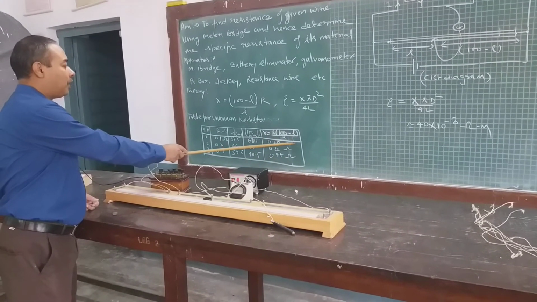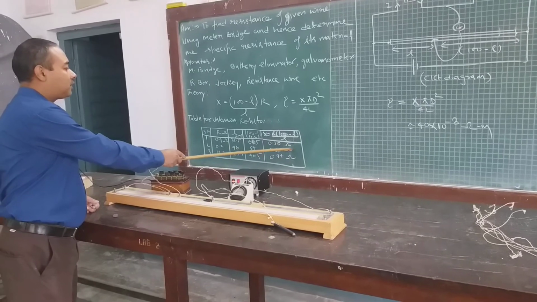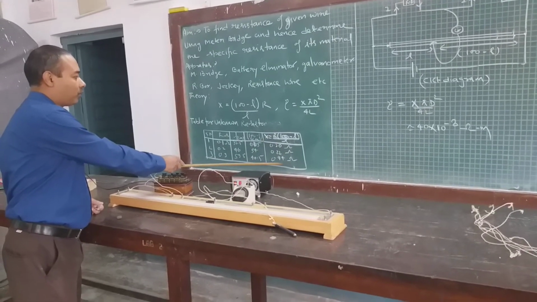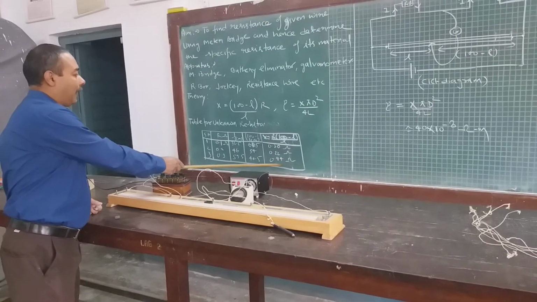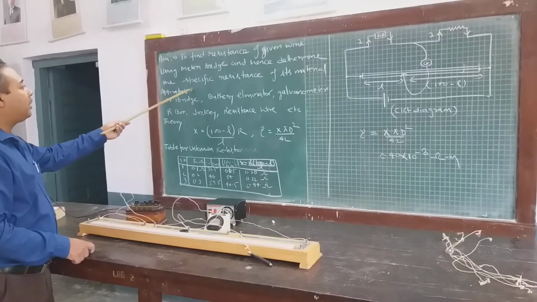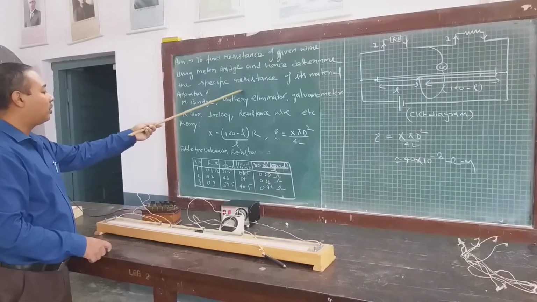Now what we will do is take the mean of all these three values, that is 0.20, 0.22 and 0.44, and whatsoever the mean comes, that mean will be the value of the unknown resistance.